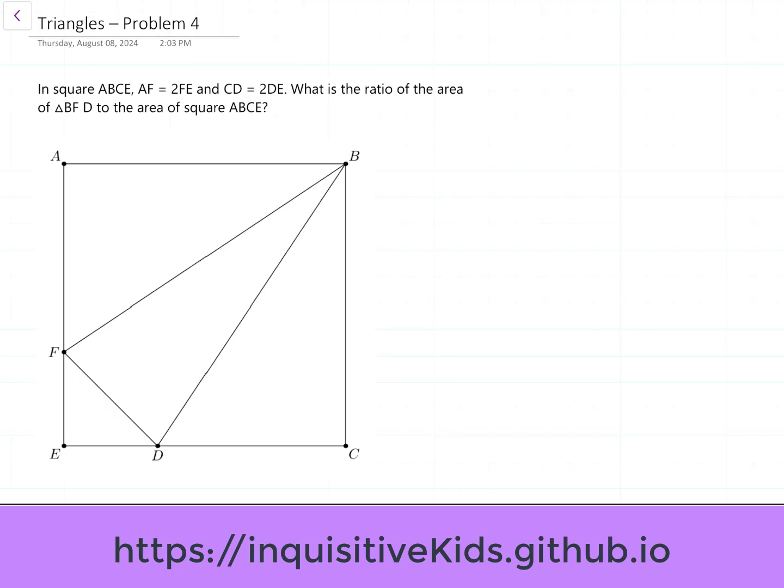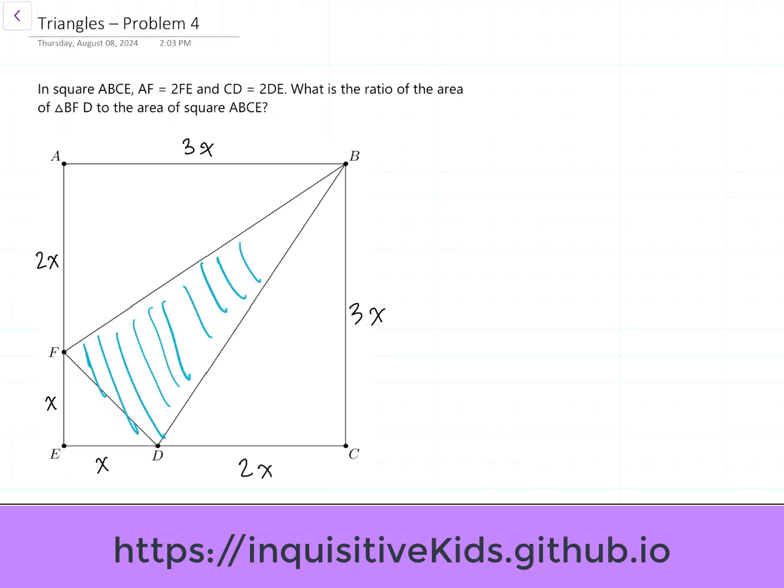AF is equal to 2FE. So if FE is x, then AF is equal to 2x. This is a square, so each of these sides would have to be 3x. And at the same time, DE would equal x, and CD would equal 2x as well. How can we find the area of triangle BFD, which is this blue shaded region here?